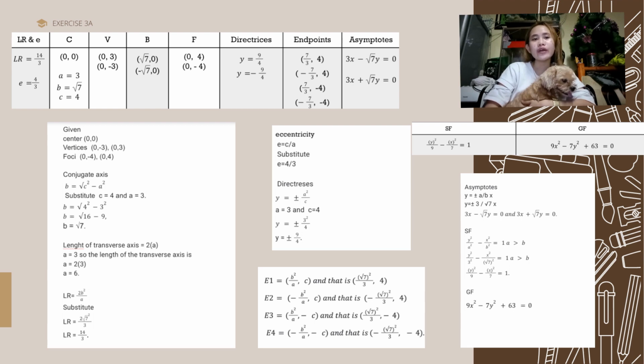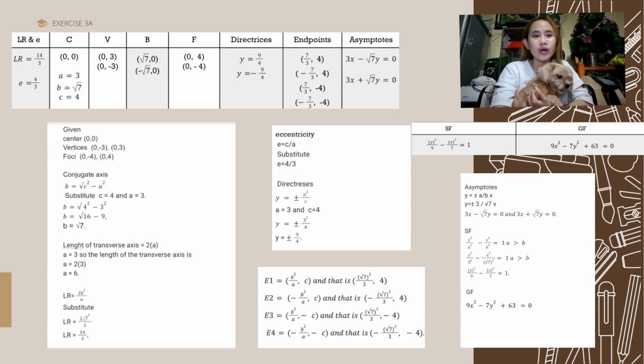So, continue tayo. Para naman makuha natin yung directrices, ang gagamitin nating formula is y is equal to plus minus a squared over c. Then, substitute lang natin kung saan ang a is equal to 3 and c is equal to 4. So, y is equal to plus minus 3 squared over 4. Therefore, the directrices is plus minus 9/4. So, nakuha na natin yung dalawang directrices, which is y is equal to 9/4 and y is equal to negative 9/4.